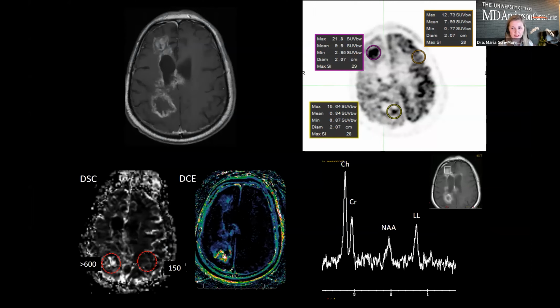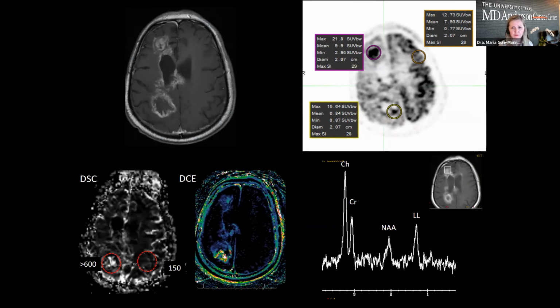This is another GBM patient with nodular and somewhat shaggy enhancement in the right hemisphere. The parietal component seemed to have some increase in perfusion parameters, both on DSC and DCE. But the FDG avidity, if you look at the right-hand corner, was predominant in the right frontal lobe. The MR spectroscopy also suggested tumor in the right frontal lobe, with a reversal of Hunter's angle.